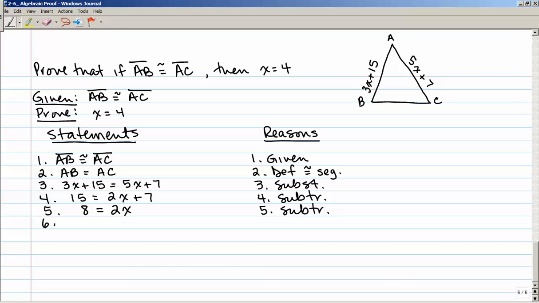Step 6, I'm going to divide both sides by 2, so I get 4 equals x. That's the division property. And I am really close to what I need to prove. Notice I need to prove that x equals 4, but my last step is 4 equals x, and they have to be exactly the same. So I want to flip-flop these around the equal sign, and if you recall, the property that allows me to do that is the symmetric property.